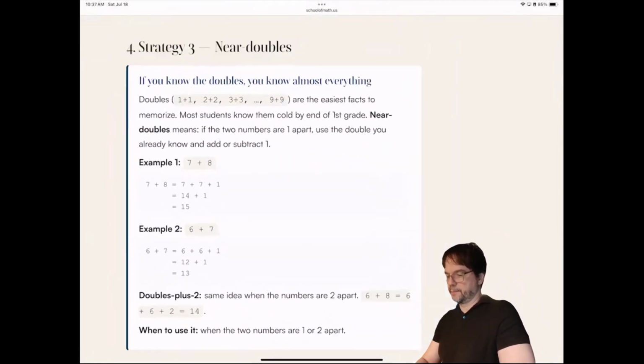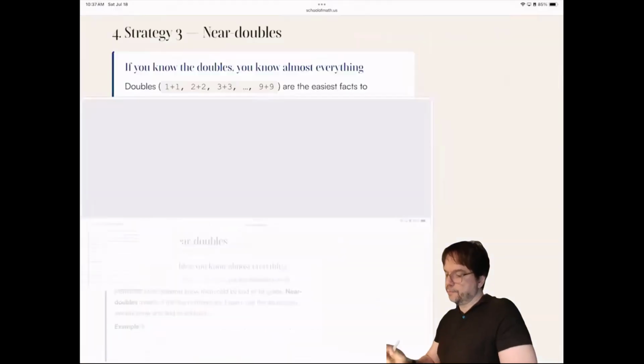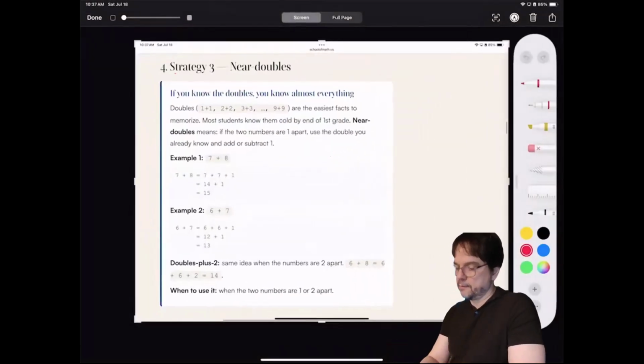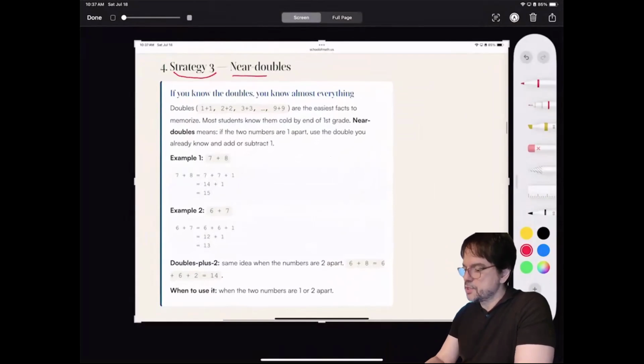Okay. Another strategy. Let's change a bit. Near doubles. If you know the doubles, you know almost everything.